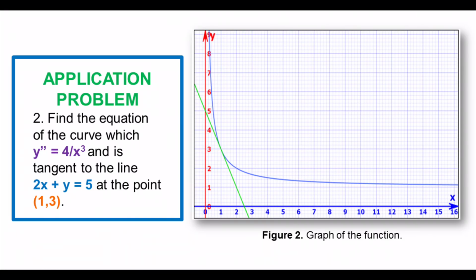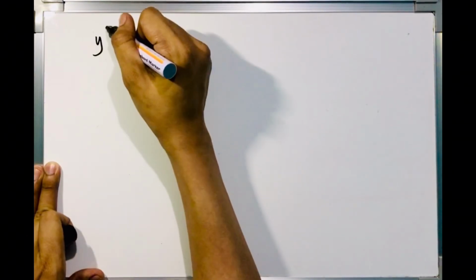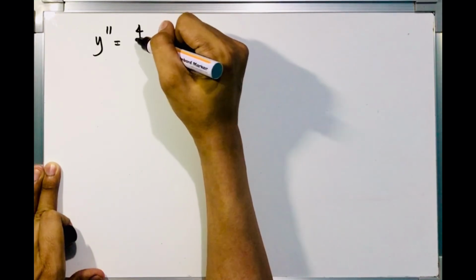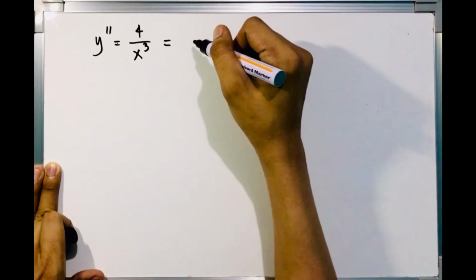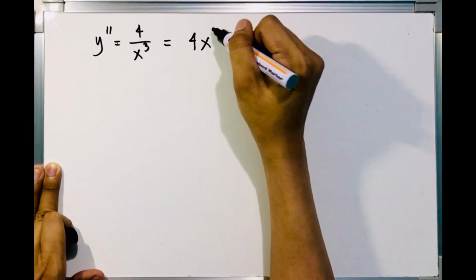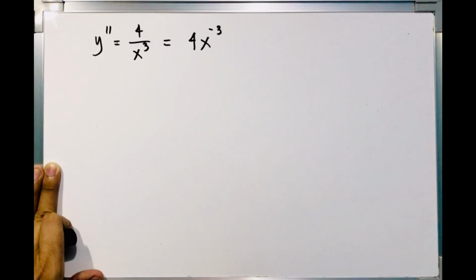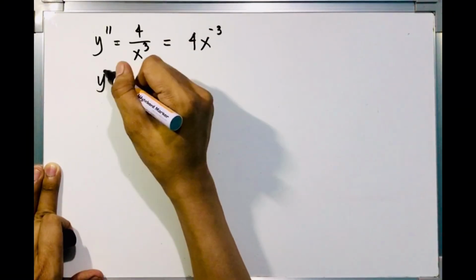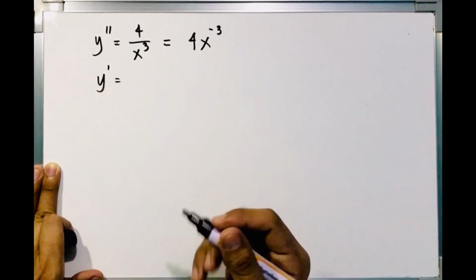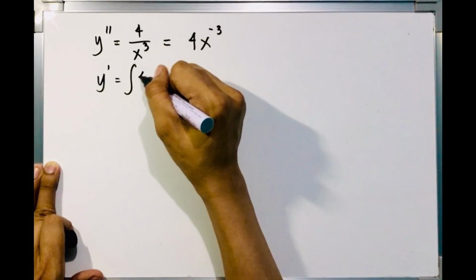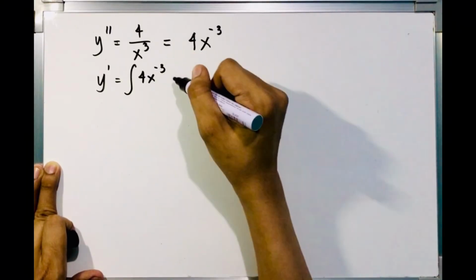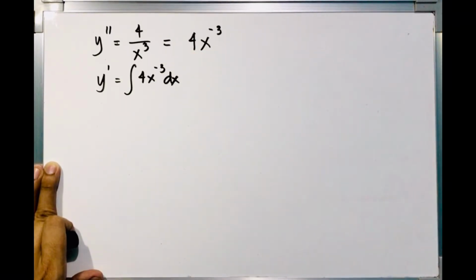So, ano nga ba ang given? Which is your y double prime or the second derivative. So, writing second derivative of y is equal to 4 over x cubed. So, this is just the same as 4x to the negative 3. Okay? And then, to compute for y prime, so this is the first derivative of the equation, it's the integral of 4x to the negative 3 dx. Okay? Parang ganun lang yon.